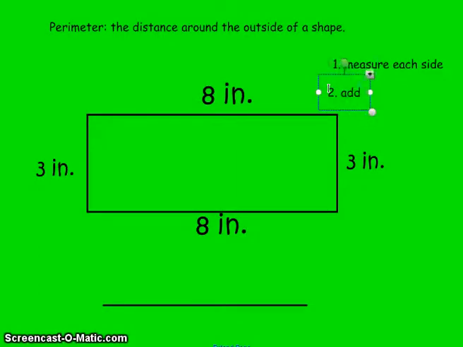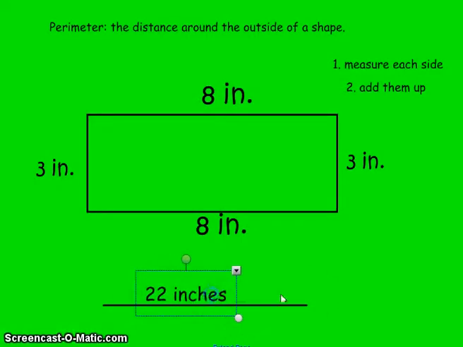Step number 2, I'm going to add them up. Once I add them up, I can find the perimeter. So I know 8 plus 3 is 11. 11 and 11 is 22. So the perimeter of this shape would be 22 inches.